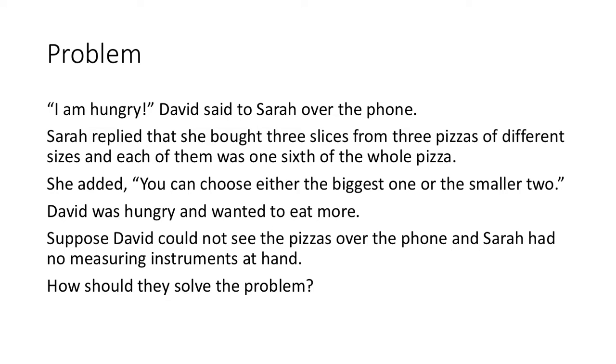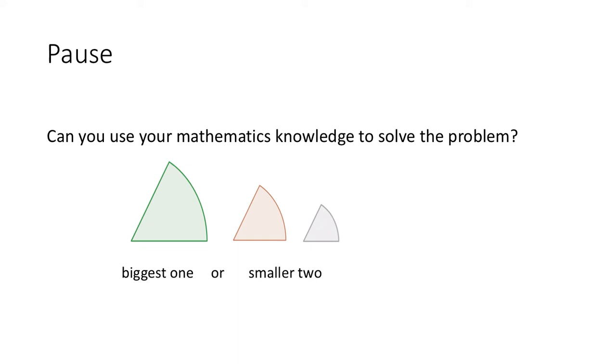Suppose David could not see the pieces over the phone, and Sarah had no measuring instruments at hand. How should they solve the problem? Can you use your mathematics knowledge to solve the problem? Should David take the biggest one or the smaller two for his empty stomach? Pause the video and think about this.